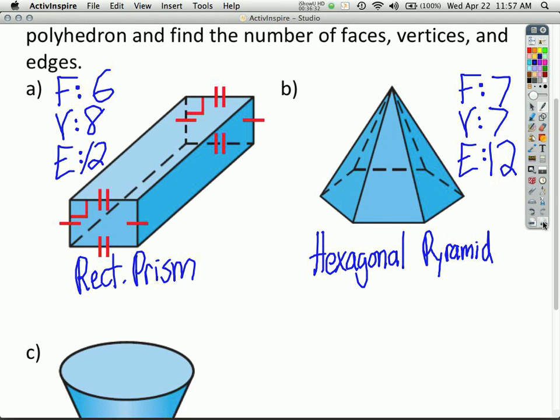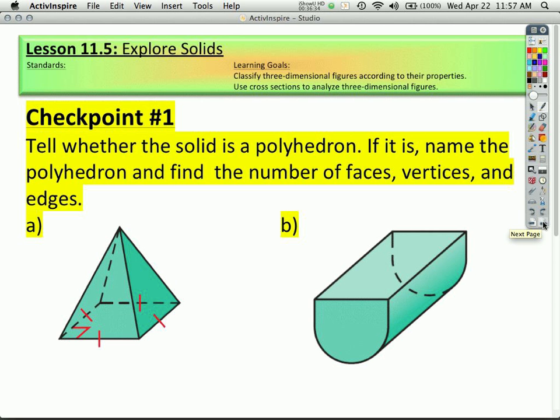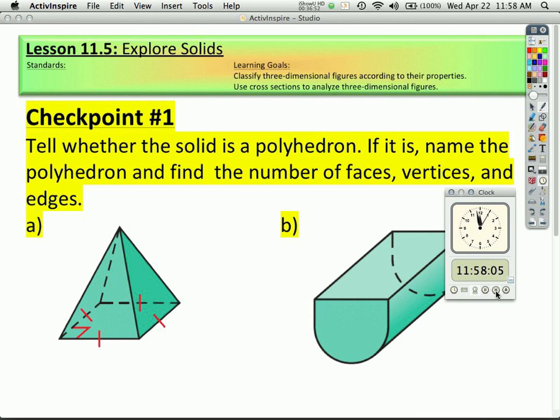All right, so let's see how you do with these two, which are also on that paper. You can actually just mark it right on your paper. You don't have to write it on your notebook paper if you don't want to. Tell whether it's a polyhedron, and then give it a name, and then find me the number of faces, vertices, and edges. You got 2 questions. You got about 2 minutes.